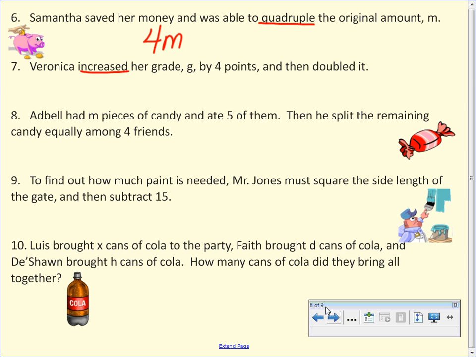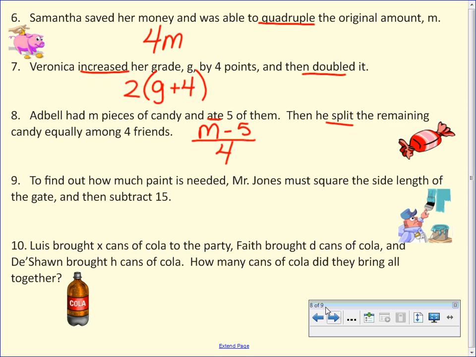Veronica increased her grade G by 4 points and then doubled it. So we have her grade. She increased it by 4 and then took that whole thing and doubled it. So her grade plus 4, then doubled. Advil had M pieces of candy and ate 5 of them. Then he split the remaining candy equally among 4 friends. So we had M pieces of candy minus the 5 that he ate. Then whatever he had left, he divided among his 4 friends.